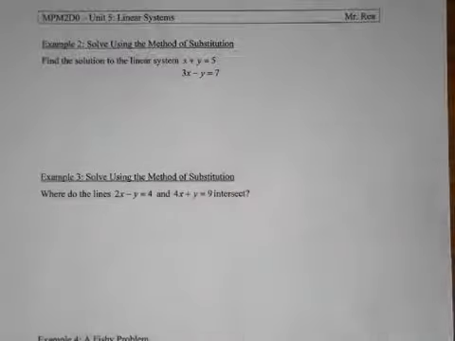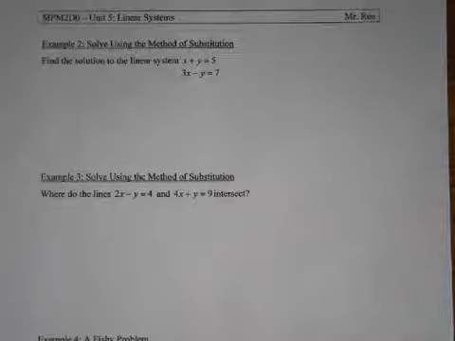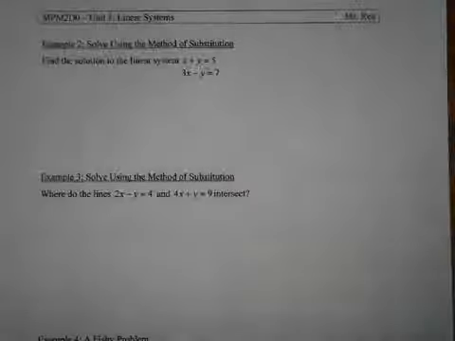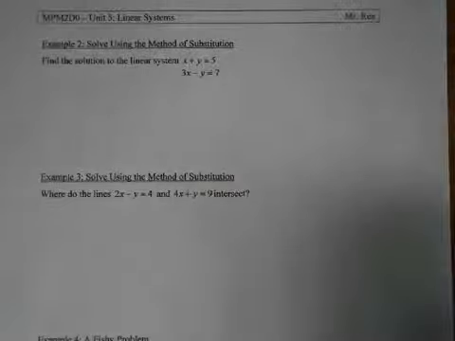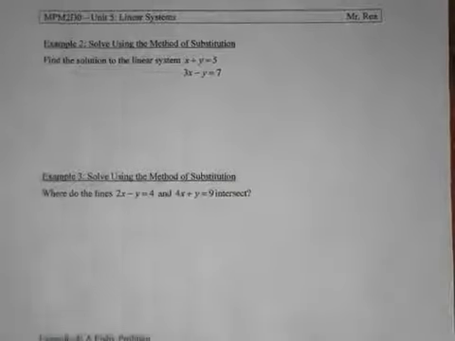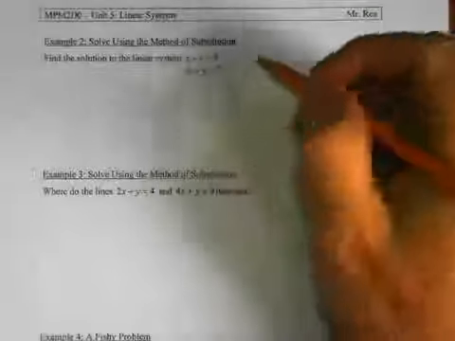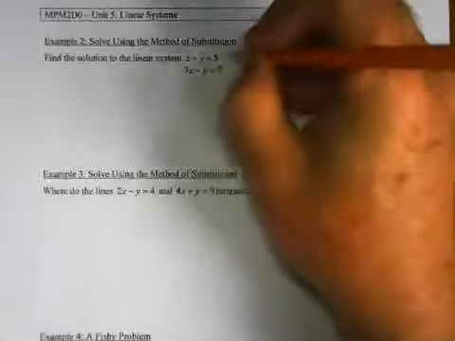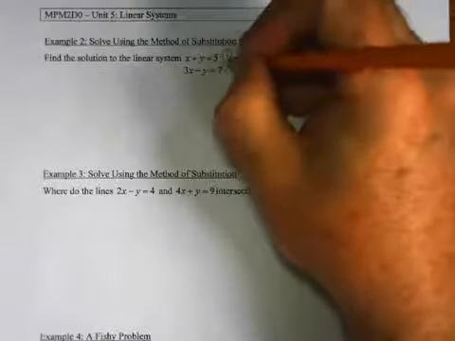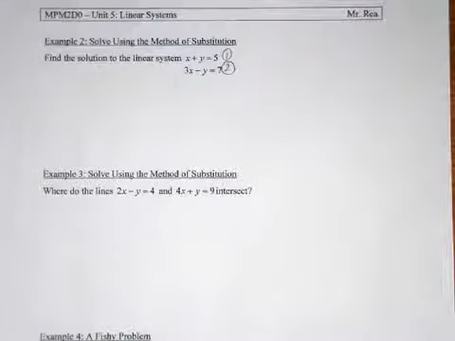Okay, so let's try a couple more here. We're going to do 2 more, and then we're going to do a word problem and use this technique. Okay, find the solution to the linear system, and again we've got two equations, both have x's and y's. So I'm going to label them here so I know which one I'm talking about.